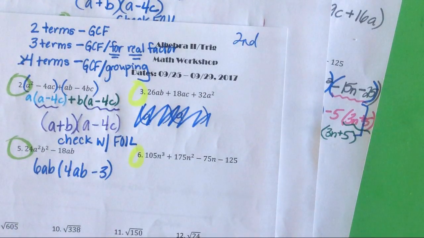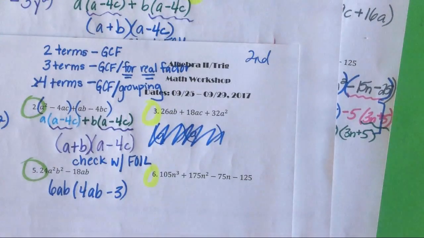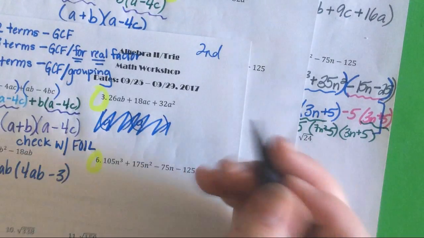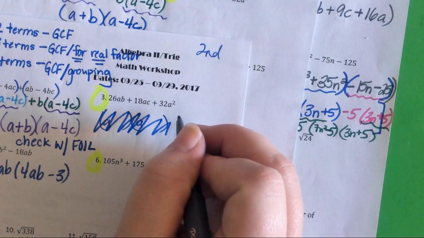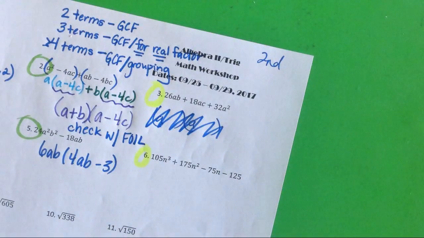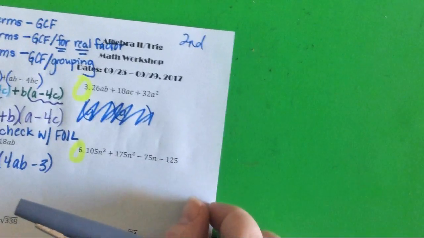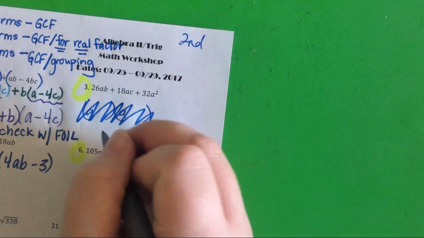I need help. Is there a GCF that you can pull out of number 3? There's more than just that, right? Yes, you can pull out an A, but it should be more than just that. Does 9 go into 26? Does 6 go into 26? Okay, so what number goes into 26, 18, and 32? 2. So let's factor out a 2A.